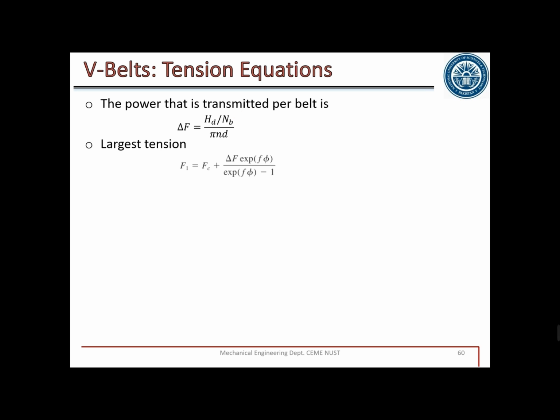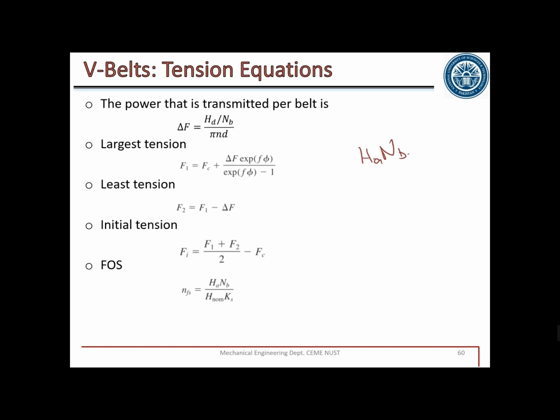So largest tension F1 can be calculated, which is equal to this equation, again the same as in the case of flat belt. The least tension F2 equation is the same. The initial tension Fi equation is the same, and the factor of safety equation is again the same.